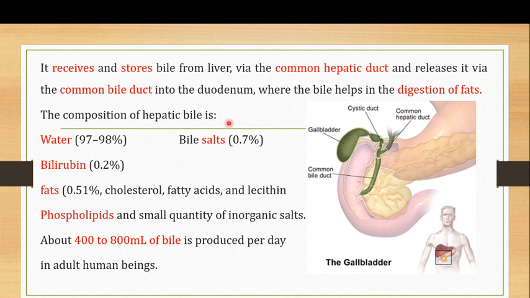Now when you talk about the composition of the hepatic bile, it contains a lot of things. Mostly it is water, like 97 to 98% is water. There are bile salts, the total composition is like 0.7%. There is bilirubin, which is a coloring pigment and is also a breakdown product of the red blood cells. There are fats in the composition of the hepatic bile, the phospholipids, and there are also small quantities of inorganic salts. Now when you talk about healthy individuals, about 400 to 800 milliliters of bile is produced every day in adult human beings.